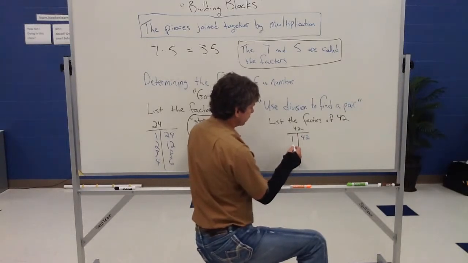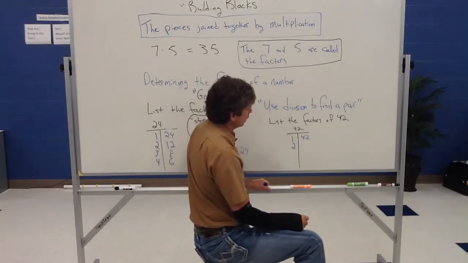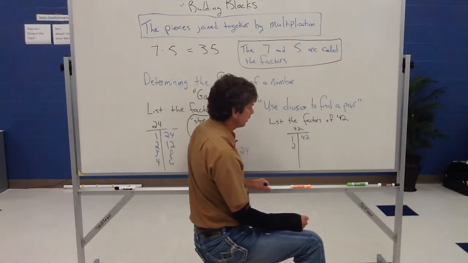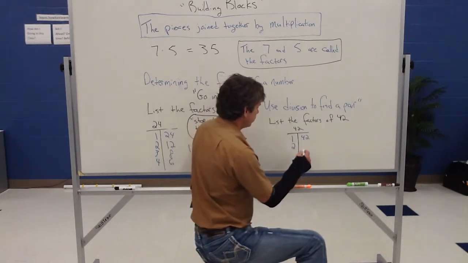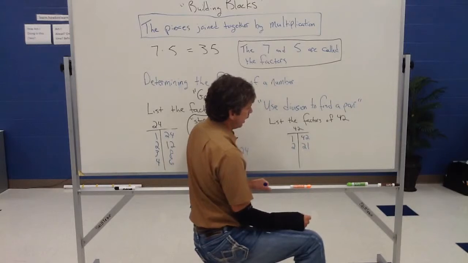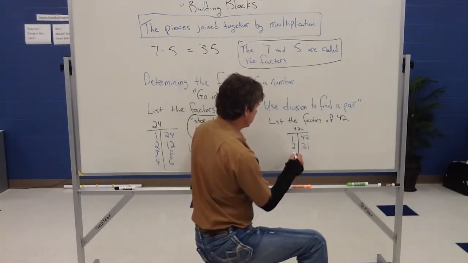Then we move to 2. Does 2 go into 42? And that answer would be yes. 42 is an even number, so we know all even numbers can be divided by 2. So 2 would go into 42 21 times. Or in other words, half of 42 is 21. So 2 times 21 is 42.